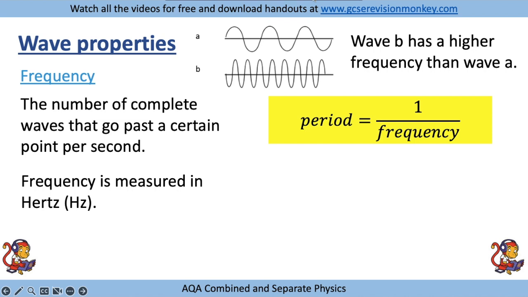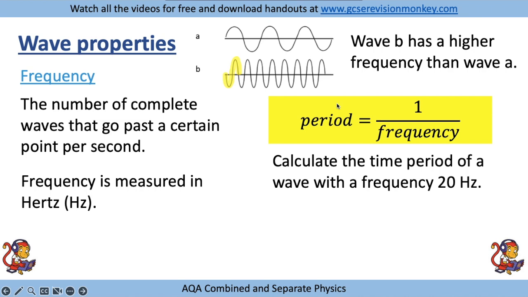period is the time it takes for one complete wave to pass a certain point. So there's one complete wave, and period would be the time it takes for one wave to pass a certain point. So you might get a question like, calculate the time period of a wave with a frequency of 20 Hertz, and you'd use the equation, put the numbers in, and then your answer would be in seconds, because period is the time it takes for one complete wave to pass.